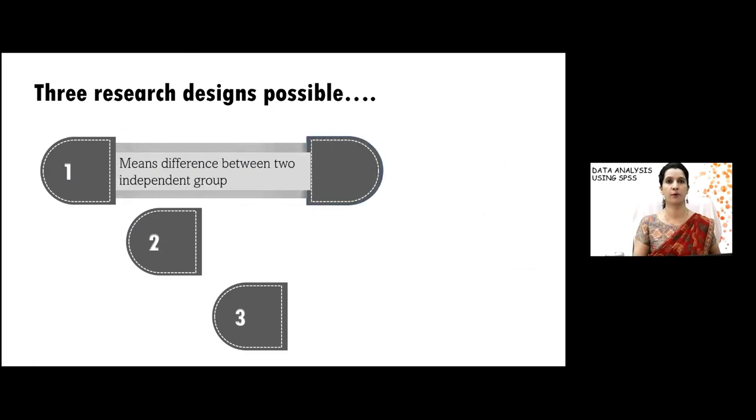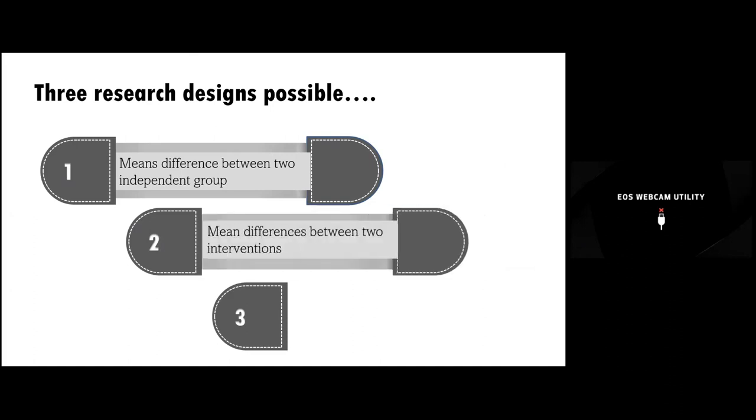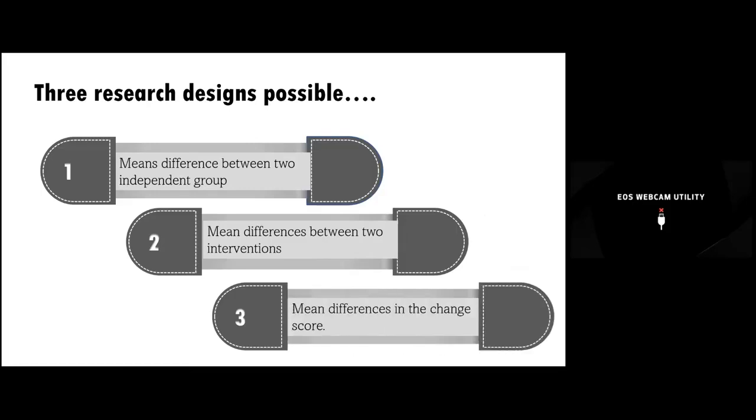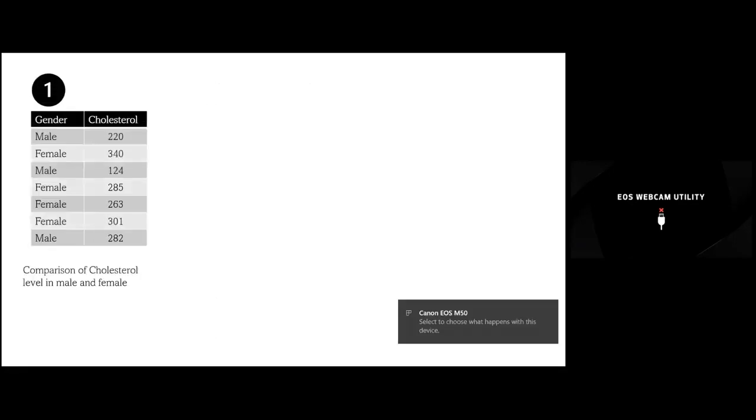The first is a mean difference between the 2 independent groups, where there could be 2 groups of students, one with good sleep and the other with inadequate sleep, and then we can see the mean marks obtained in both the exams. There could be a mean difference between the 2 interventions. There can be 2 interventions in the 2 groups, and then you can see the difference between these 2 interventions, in that case the mean difference in the change in score. So basically, these are the 3 study designs where we apply this.